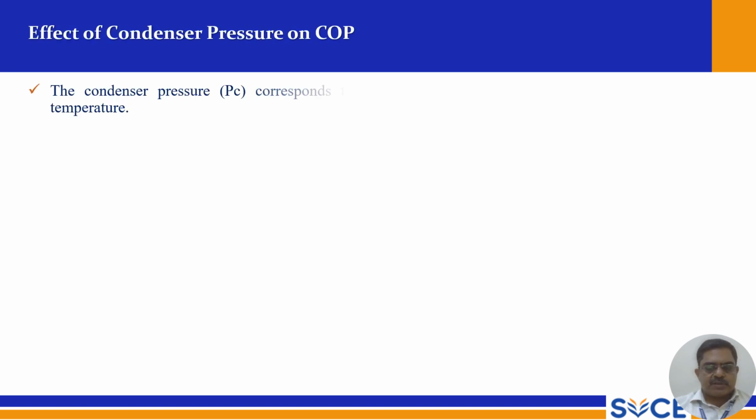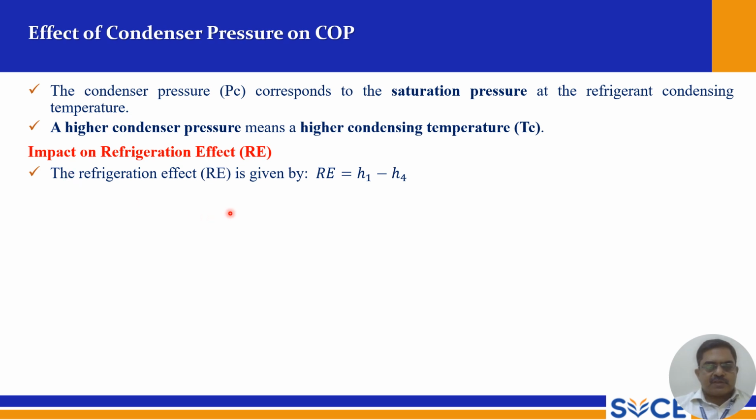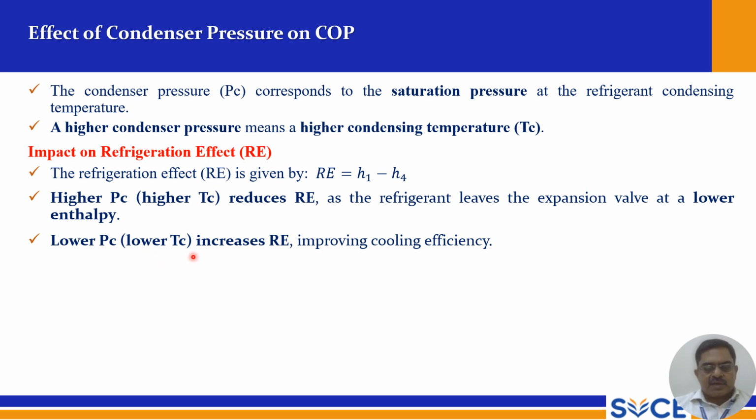The condenser pressure PC corresponds to the saturation pressure at the refrigerant condensing temperature. A higher condenser pressure means a higher condensing temperature. Impact on refrigeration effect: the refrigeration effect RE is given by H1 minus H4. So higher PC, higher TC reduces RE, as the refrigerant leaves the expansion valve at a lower enthalpy. Lower PC is obviously lower TC, that is the condenser temperature. It increases RE, so the refrigeration effect improves, improving cooling efficiency as well.